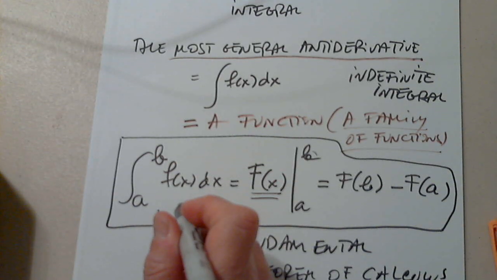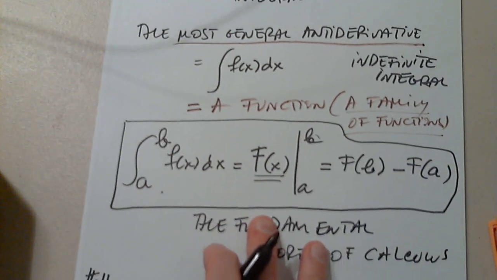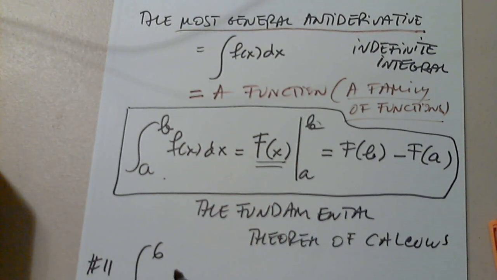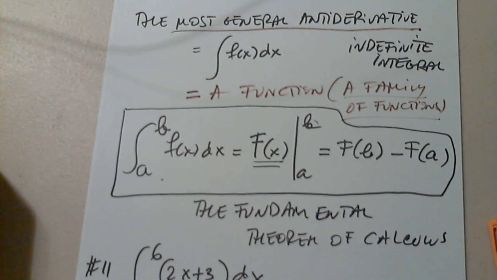I want to practice this first on several examples, and then we'll look at word problems and everything else. So I'm going to share my screen. On the previous page, choose anything you like. I'm going to choose 11, and then you choose the next one. So the definite integral from 0 to 6 of 2x plus 3 dx. Let's see how we calculate this.